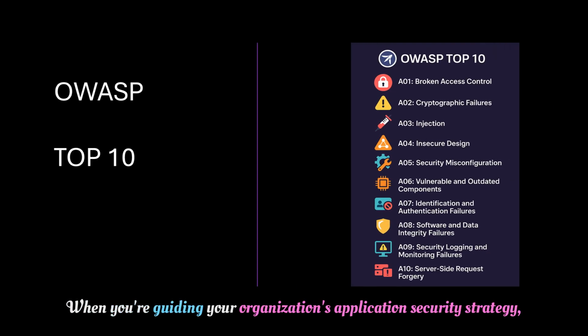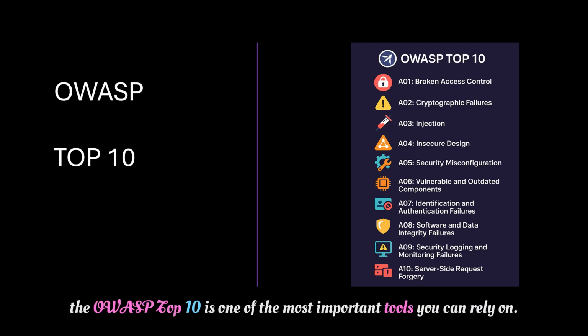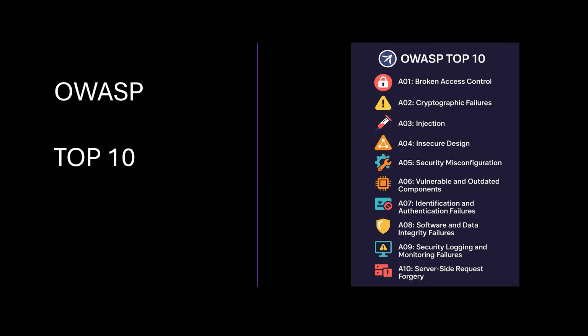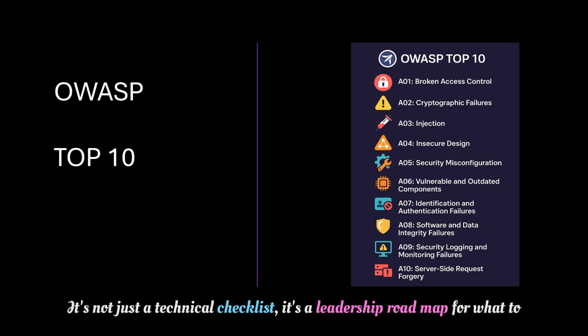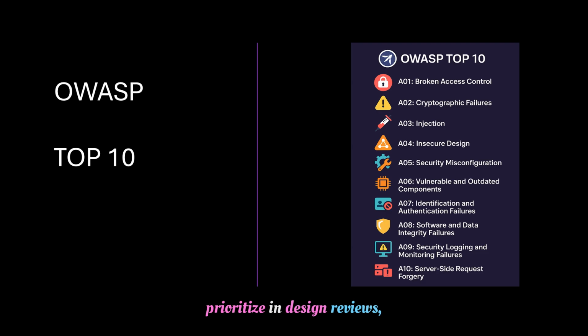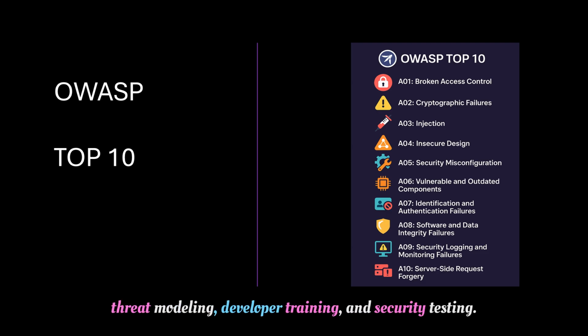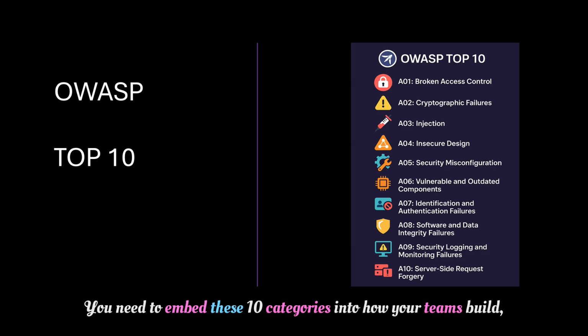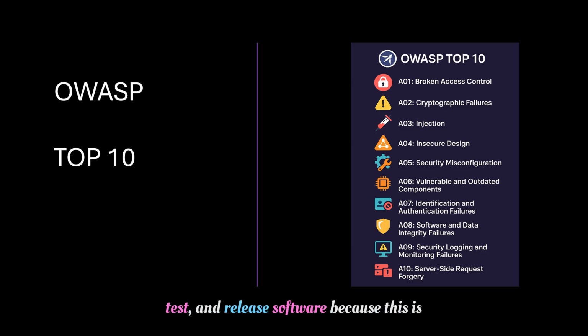When you're guiding your organization's application security strategy, the OWASP Top 10 is one of the most important tools you can rely on. It's not just a technical checklist, it's a leadership roadmap for what to prioritize in design reviews, threat modeling, developer training, and security testing. You need to embed these 10 categories into how your teams build, test, and release software, because this is where attackers are most likely to strike.